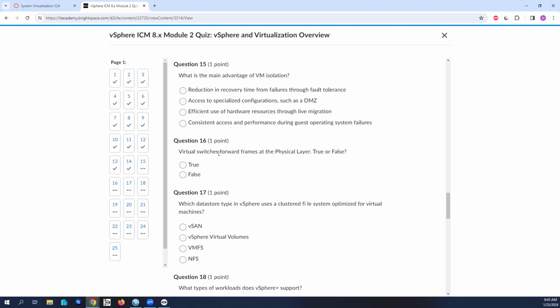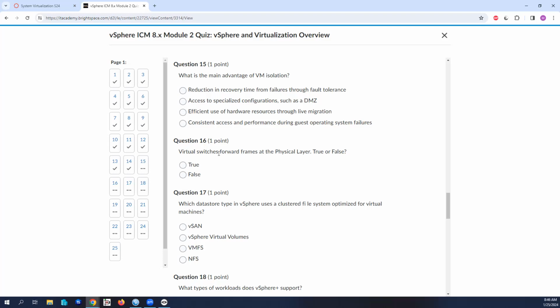Let's deal with A and D up here. The reduction in recovery time from failures through fault tolerance. That doesn't sound like VM isolation to me. It sounds like the system failed and the secondary took over, basically fault tolerance. You have two virtual machines synced with each other running on two separate hosts. So if one host fails or the network fails or anything fails, including the hard disk, which is synced to another NAS-attached box, if any one component fails, the execution switches over.